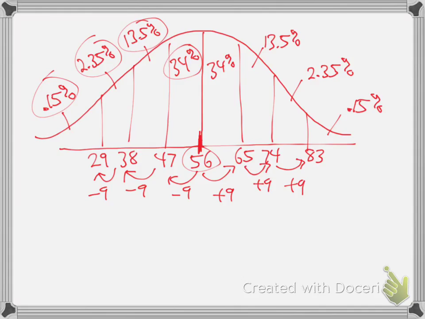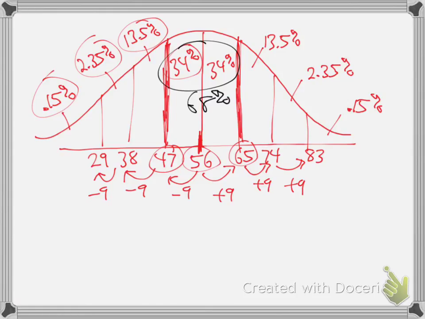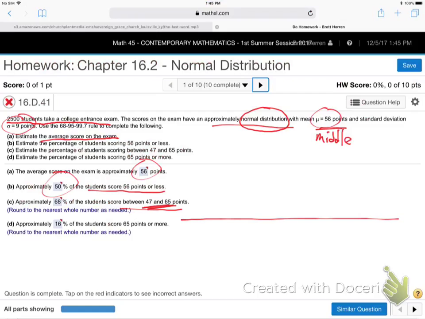47 and 65. Let's see it. So here's the 47 line, here's the 65 line. What percentage got in that zone? See how easy it is once you have the whole curve made, the numbers in the bottom? You just go to what they're asking. 47 to 65, boom, 34% and 34%. So add these up, that's 68%, isn't it? And that's the answer there.